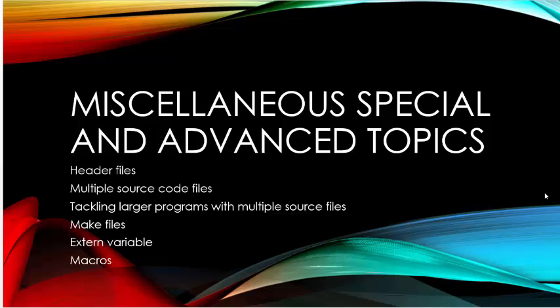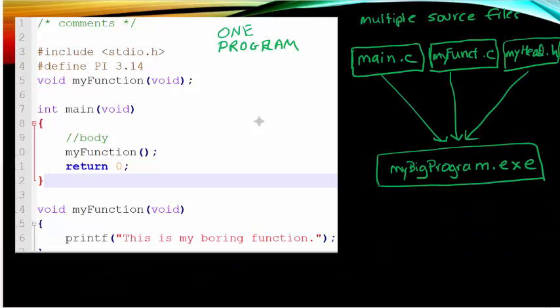Okay, so this video is special and advanced topics. So we're going to talk more about the header files and how that comes together, and then using multiple source code files for making larger programs, and then how to compile those all together into one executable. There's a couple of topics listed that we'll talk about, but I hope what it gives you is a better viewpoint of how programs are constructed, especially larger programs.